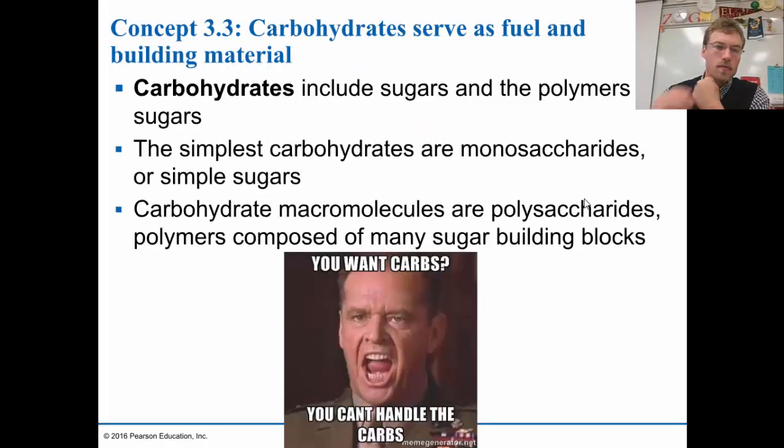Now, carbohydrates are one of the main macromolecules that is found inside living things. They include sugars and polymers of sugars. The simplest carbohydrates are called monosaccharides, or simple sugars, and the macromolecules are polysaccharides, and these are polymers composed of many sugar building blocks.